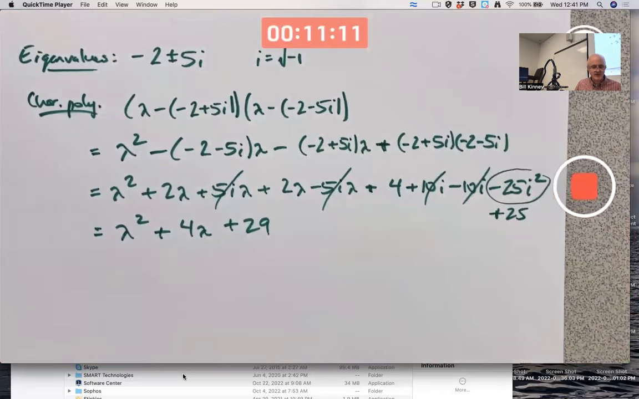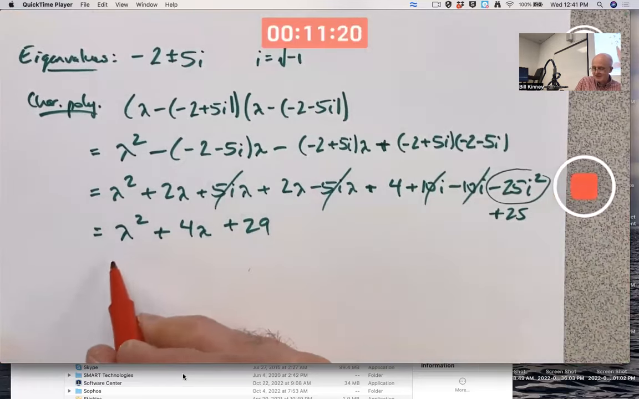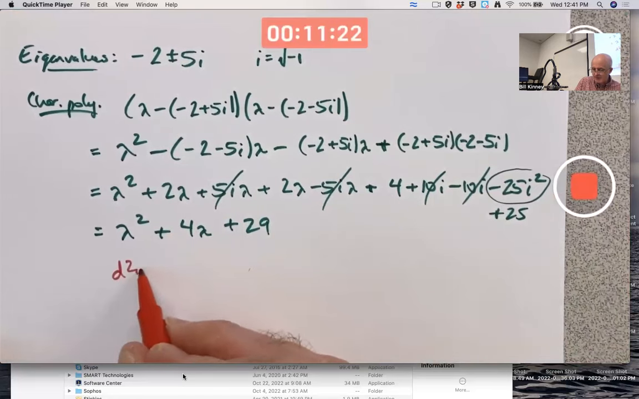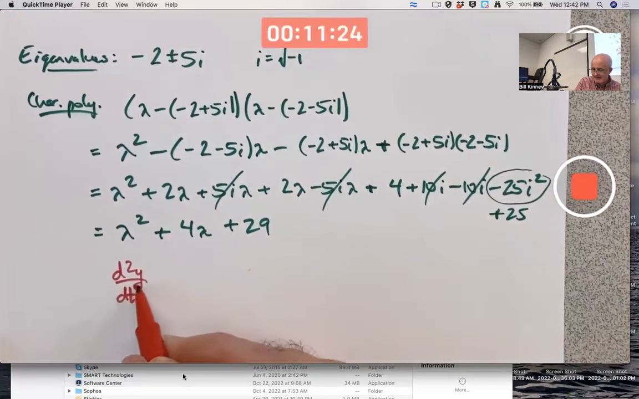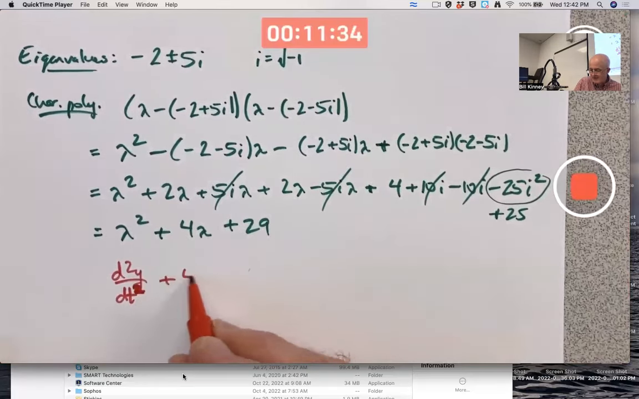Again, I'm working backwards here. What is an example of a second order differential equation that has these eigenvalues, therefore? Convert the lambda squared to a second derivative of y with respect to t, d squared y dt squared. Same coefficient of 1. Convert the lambda to a dy dt, a first derivative.